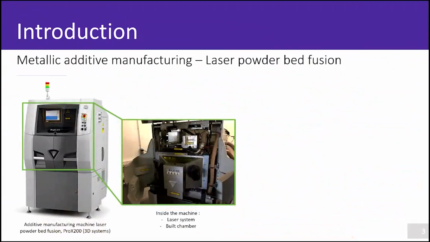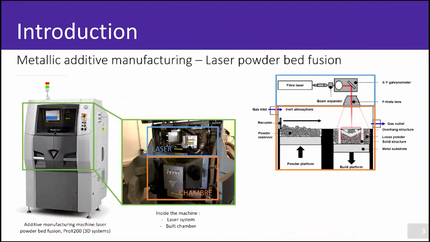So here, this is the machine that I use at ENISE. It's a ProX 200 from 3D Systems company. So you have inside, this is the chamber and here the machine, and you have two parts of this machine: the laser part, just here, and the chamber part. And inside, this is the chemistry inside the chamber.